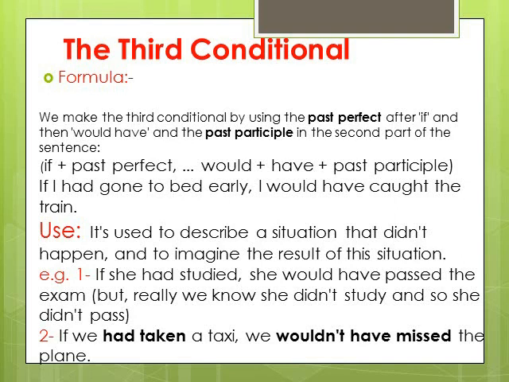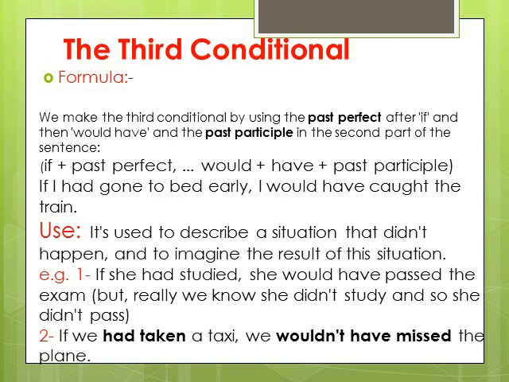I will repeat the use again for the third conditional. It is used to describe a situation that didn't happen and to imagine the result of this situation. And if we look at the example here, we will understand more. If she had studied, that means she hadn't studied, she would have passed the exam. She didn't pass the exam. But really, we know she didn't study, and so she didn't pass. So you are showing regret about something that happened in the past.